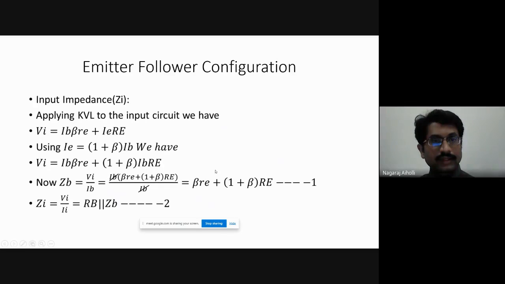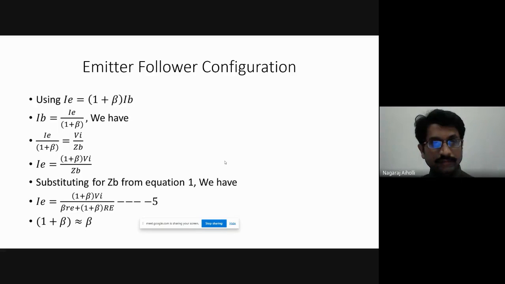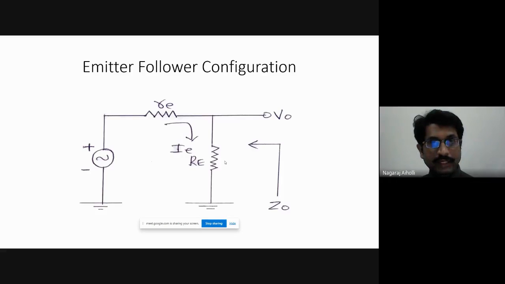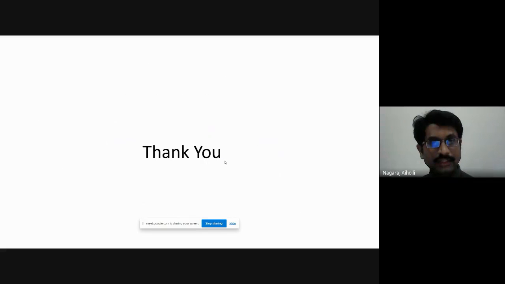Then we are calculating the performance parameters: input impedance, output impedance, voltage gain, current gain. That we will see in the next class. These relations we have to derive here: the equation for input impedance, output impedance, voltage gain, and the current gain. So these things we'll see in the next class.